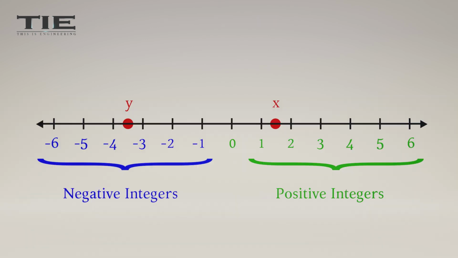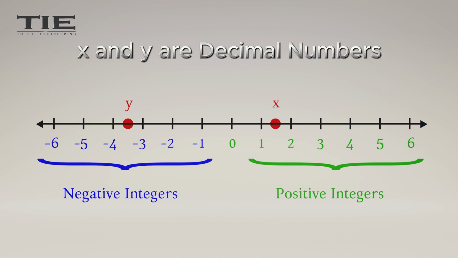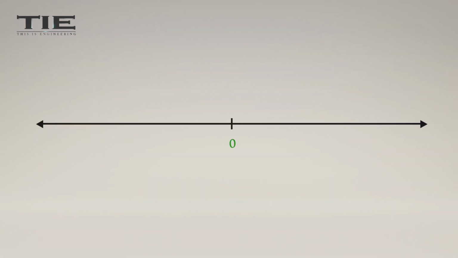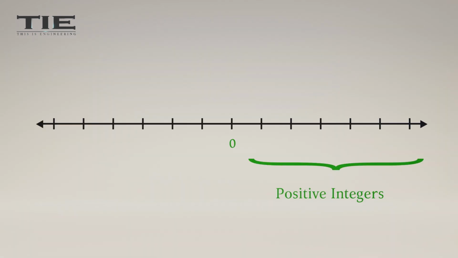Further, since the variables x and y are not noted as any integers, you can understand that x and y can be decimal numbers between 1 and 2 and -3 and -4, because we know real numbers can be decimal numbers. So, the number line is nothing but a graphical representation for numbers.